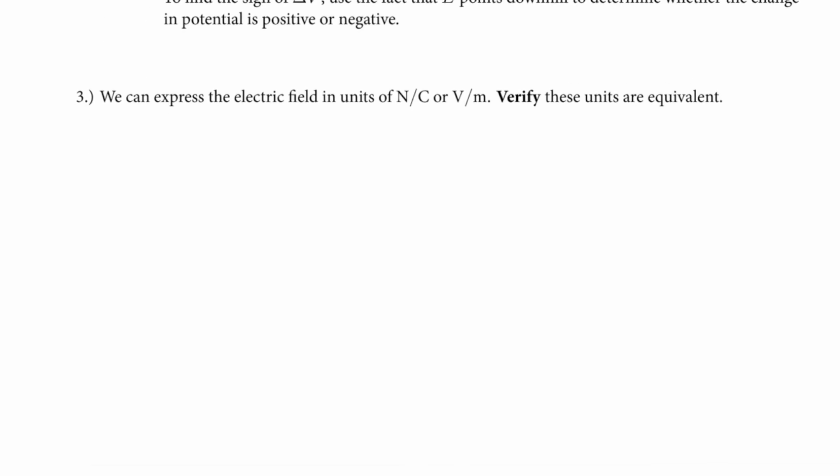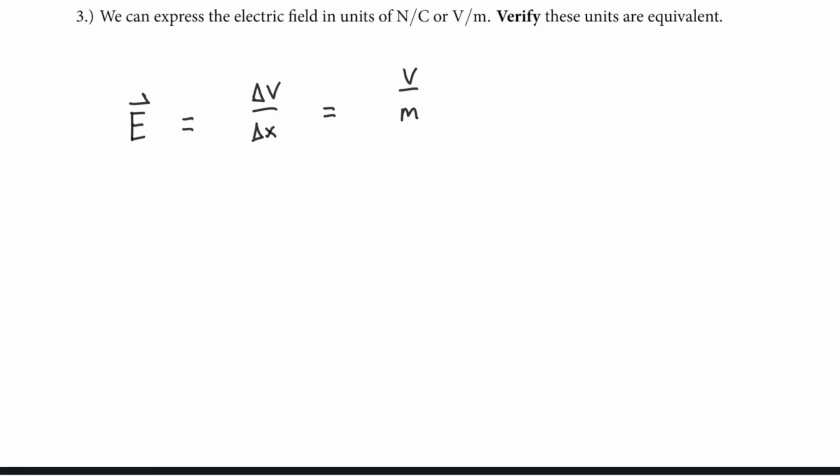All right, let's verify from this previous problem that newtons per coulomb and volts per meter are the same. I think it's probably easier to start with volts per meter. So let's say that the electric field could be defined as delta V over delta x, which is equal to volts per meter. Let's say we took that as our fact from the previous problem. Well, by definition, a volt is equal to a joule per coulomb. That is how we define volts all the way back in the circuit unit. And you can think about it as the energy per unit charge if we go back to the previous section.